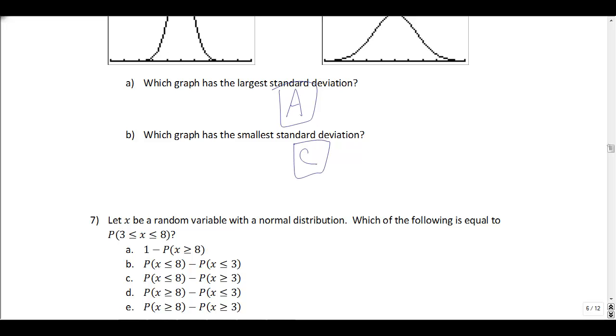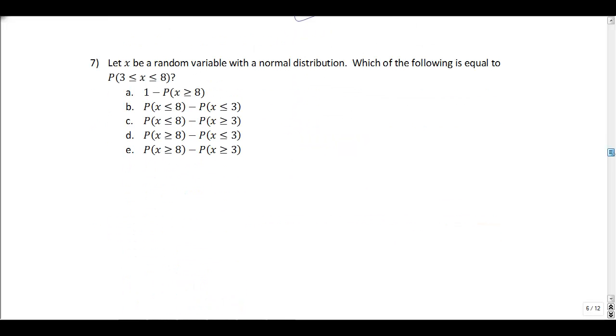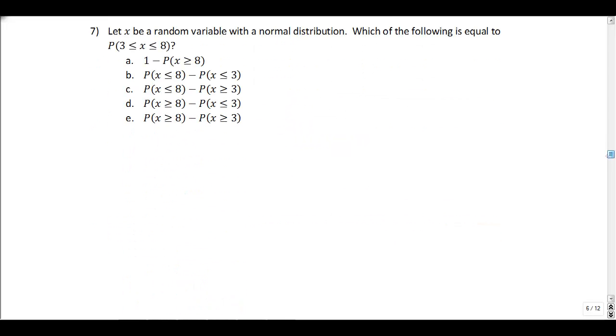Okay. Next one. Let x be a random variable with a normal distribution. Which of the following is equal to the probability 3 less than or equal to x less than or equal to 8? So for the setup here, we don't really know where 3 and 8 are. I'm going to pick some points. How about here 3, there 8. But they could both be way down here, both be up here, they could be spread out, they could be in the middle. We don't have any sense of what the mean is. But I'm just going to put these somewhere. And what I'm looking for is really this area here.